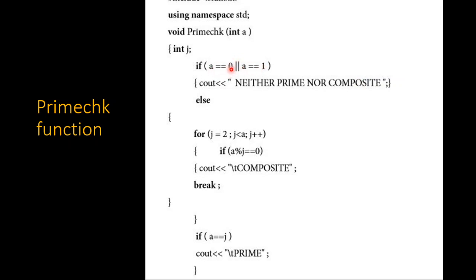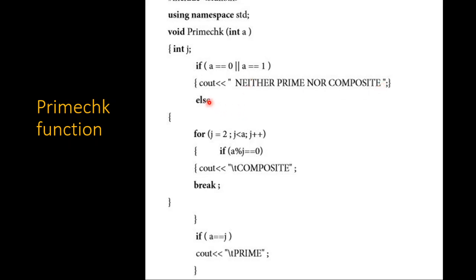If a is equal to 0, this double equal to is a relational operator. Normally a single equal to means the assignment operator. This is a relational operator. A equal to 0, then the pipeline symbol is the logical OR, or a is equal to 1. So if it is 0 or 1, just display on the screen that the number is neither a prime number nor a composite number.